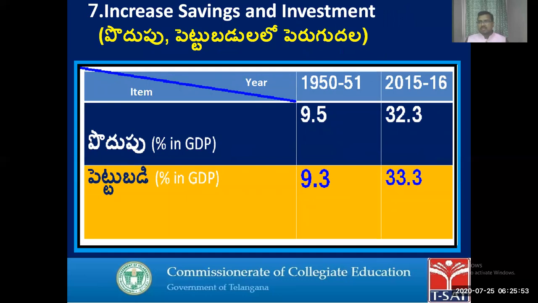And savings and investment. Countries' development depends on investment. Investment depends on savings, and savings depends on income. As per capita income of people increased, here you can see saving also increased. This savings as a percentage of GDP during 1950-51 was around 10%, but now it has crossed 30%. Investment was 9.3% of GDP, but it increased to 33.3%.